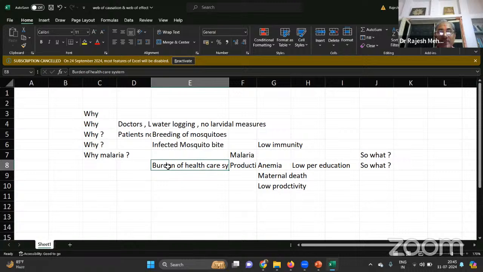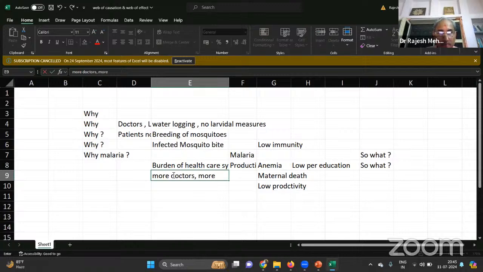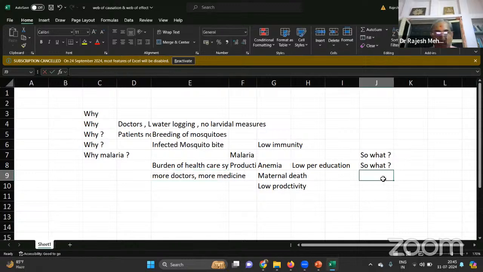For burden on health, what will happen is you will require more doctors, you will require more medicines, etc. So you write down all these points, then again go for so what? Five times you need to ask at each level.